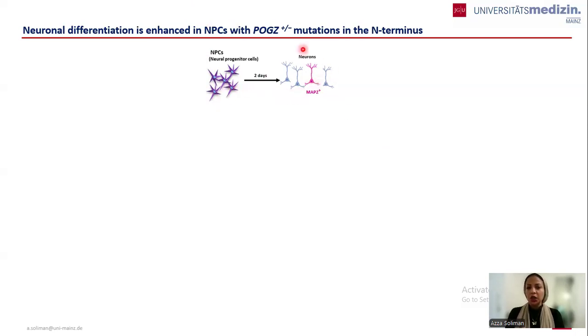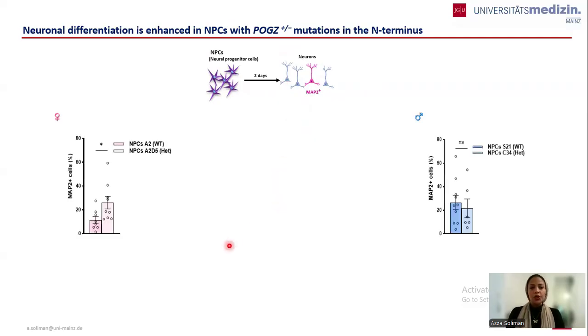And then after 2 days, we fix the cells and stain for MAP2. MAP2 is a marker for the mature neurons. And then we count how many MAP2 positive cells are present. So in the case of the female MPCs, we could see that there was a significantly higher number of MAP2 positive population compared to the wild type.